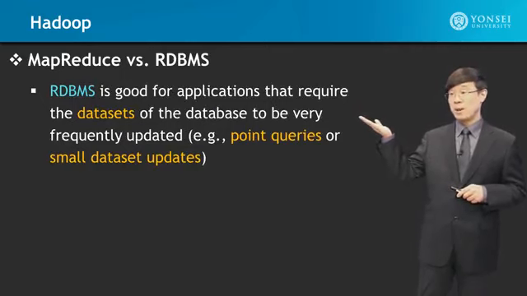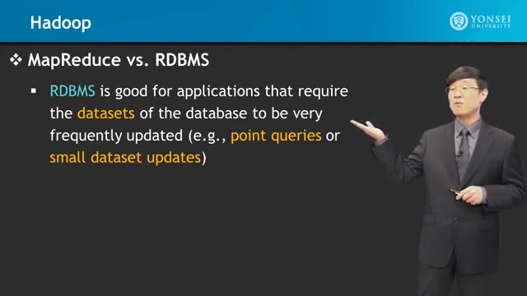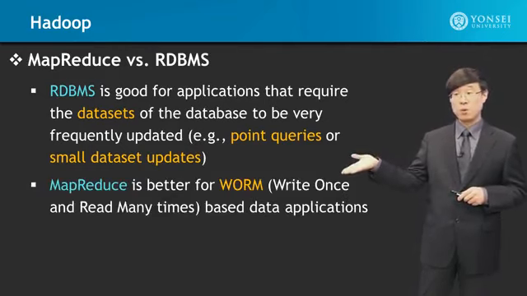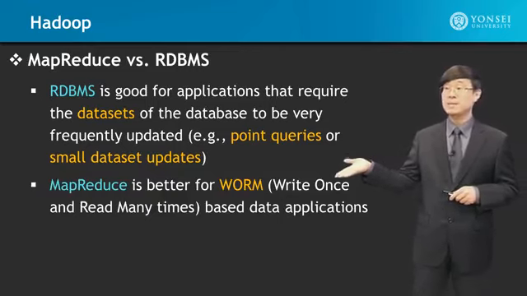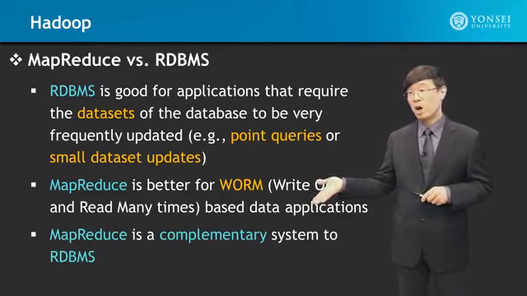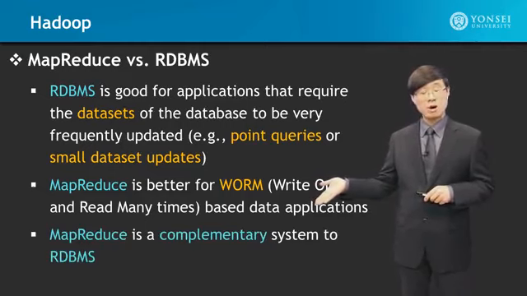RDBMS is good for applications that require the dataset of the database to be very frequently updated, for example, point queries or small dataset updates. MapReduce is better for write once and read many times, warm-based data applications. MapReduce is a complementary system to RDBMS.